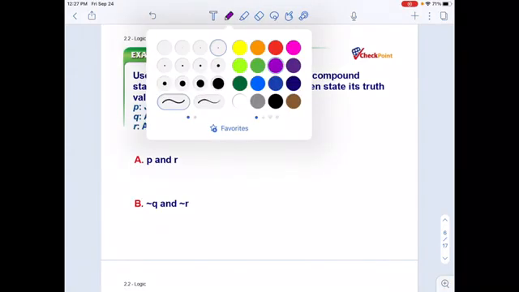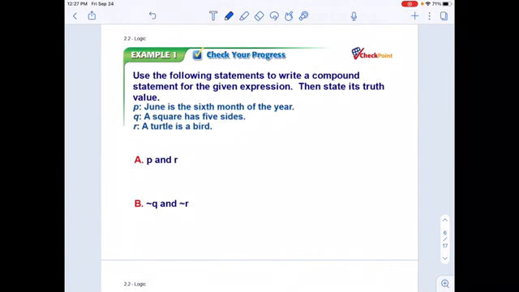All right, here we go. So use the following statements to write a compound statement for the given expression, then state its truth value. So I'm going to, before I do that, state that June is the 6th month of the year. That is true. A square does not have 5 sides, so the next statement, a square has 5 sides, is false. A turtle is a bird is also false. So now let's write P and R, which, remember, they could have said P and R. This way means the same thing.